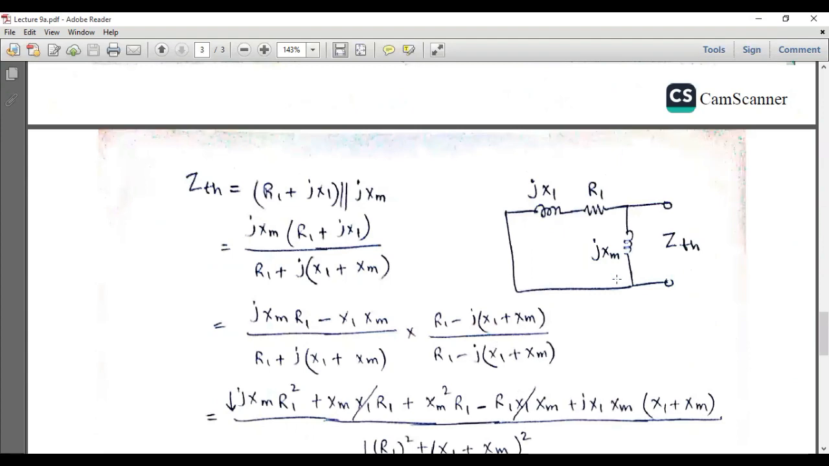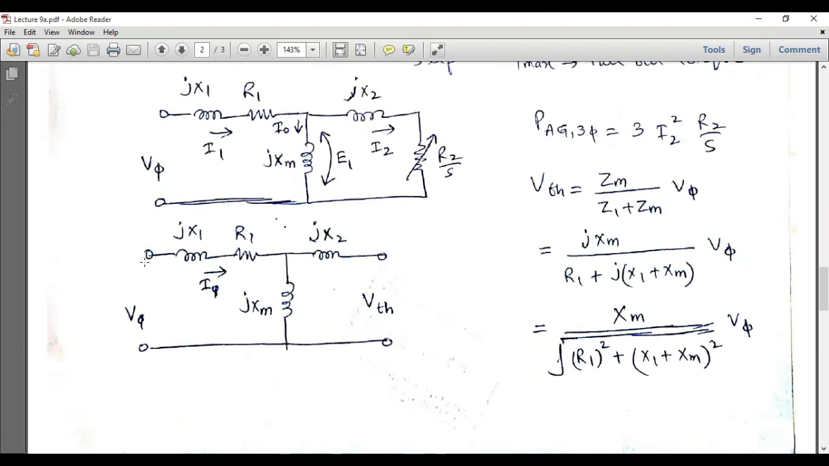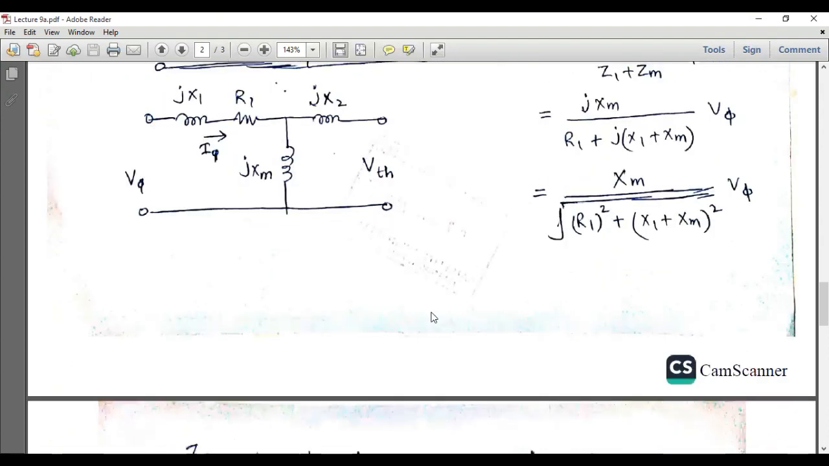Now we will calculate Z Thevenin. So Z Thevenin will be calculated by short circuiting this input branch and measuring the impedance from this side, from these output terminals.